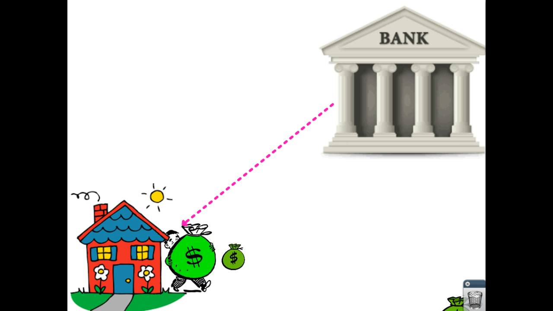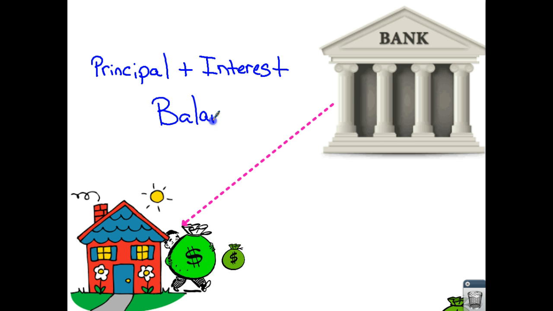Well, when you have these two bags of money, you have the principal amount and the interest, that little baggie there. When you put them together, you add them up. This is called the balance.